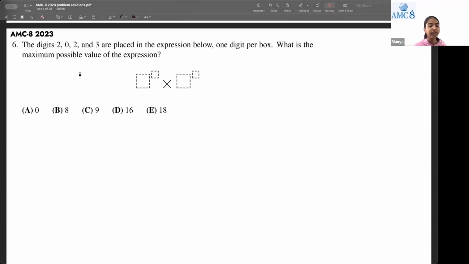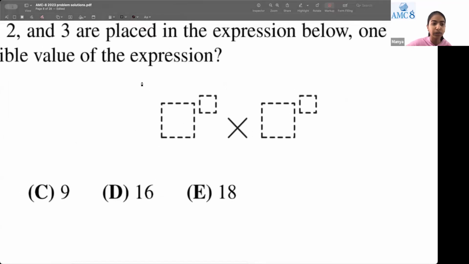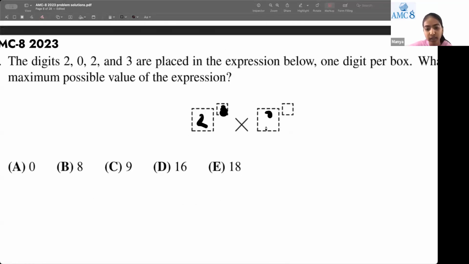Problem number 6. The digits 2, 0, 2, 3 are placed in the expression below, 1 digit per box. What is the maximum possible value of this expression? So suppose that we can start off with, there's digits 2, 0, and 2, 3. Suppose that we start off with 2, 3, and there's also digits 3, 0.